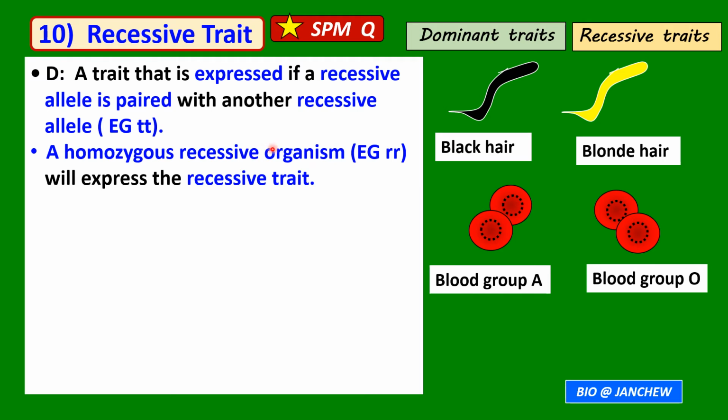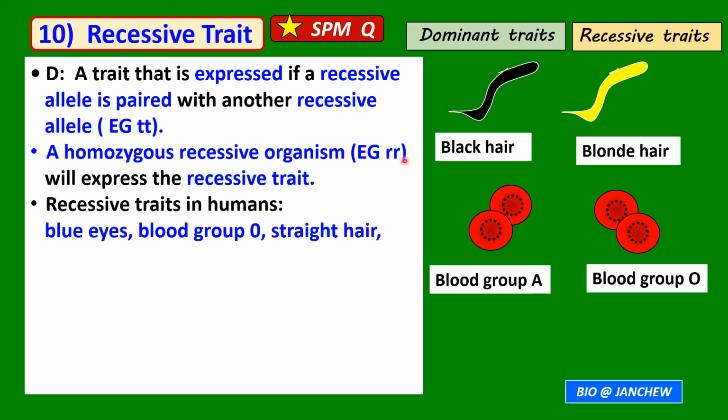So a homozygous recessive organism, such as small t small t, or small r small r, will always express the recessive trait. So homo here means identical or same. So this organism has two identical recessive alleles. So it will express the recessive trait, whatever that may be, all right, that may be represented by the alleles here.